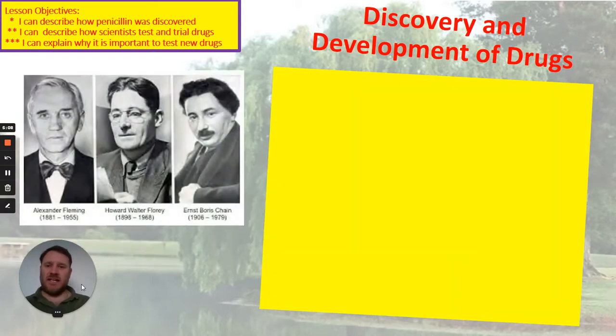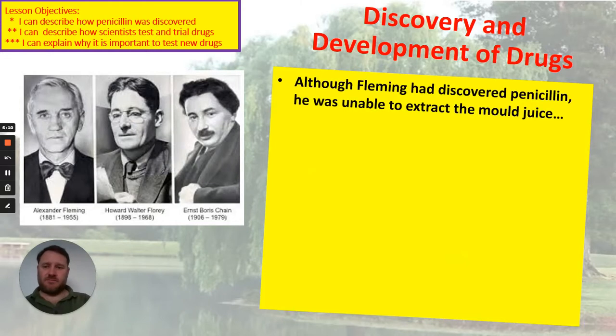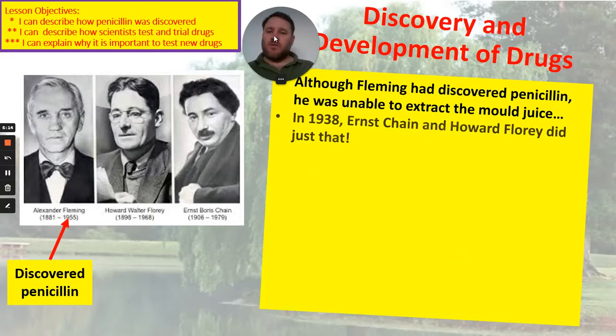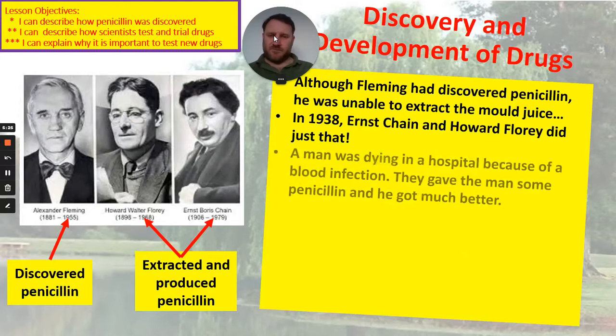Now, Fleming knew about penicillin, but he couldn't actually get the penicillin out of the mould itself. And we had to wait nearly a decade, until 1938, for two scientists called Ernest Chain and Howard Florey, and they managed to get the penicillin out of this kind of mould juice. It sounds a bit disgusting, but that's where it was.